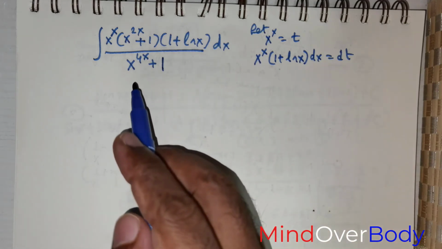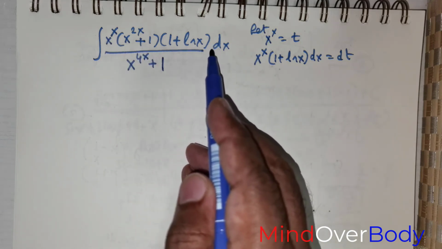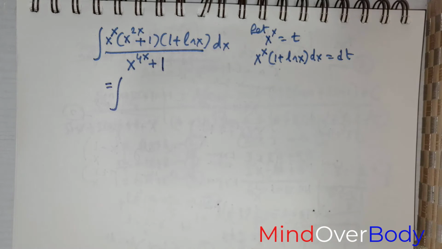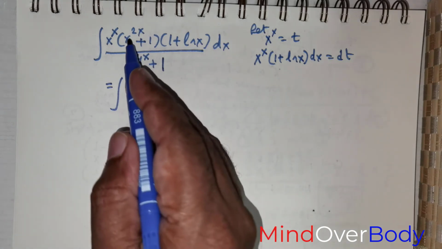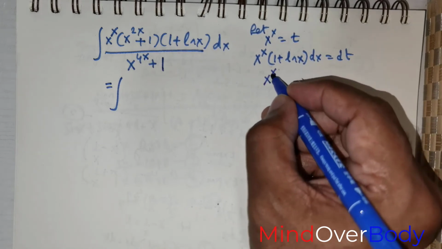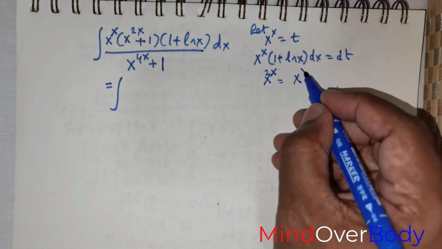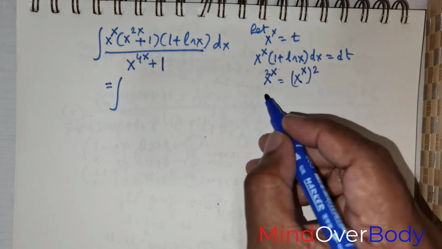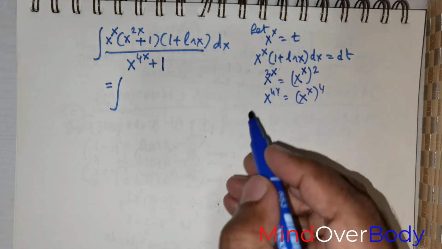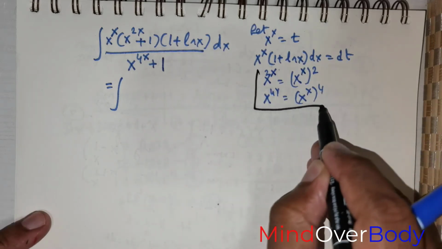Now clearly we can see that x raised to the power of x times 1 positive ln x dx is actually dt. So let us replace that. So this is equal to, now x raised to the power of 2x, that is going to be rewritten as, this is what we have got here, right? I can always write this as x raised to the power of x raised to the power of 2. And x raised to the power of 4x, I can always write as x raised to the power of x raised to the power of 4. So this is actually for your understanding, so that you can keep track of the substitution.